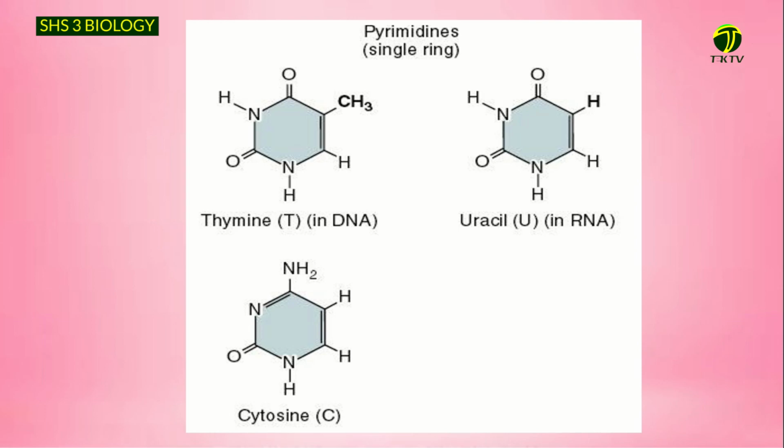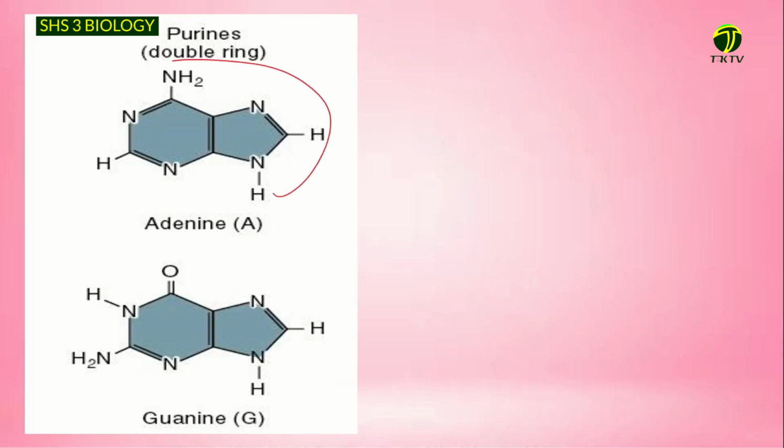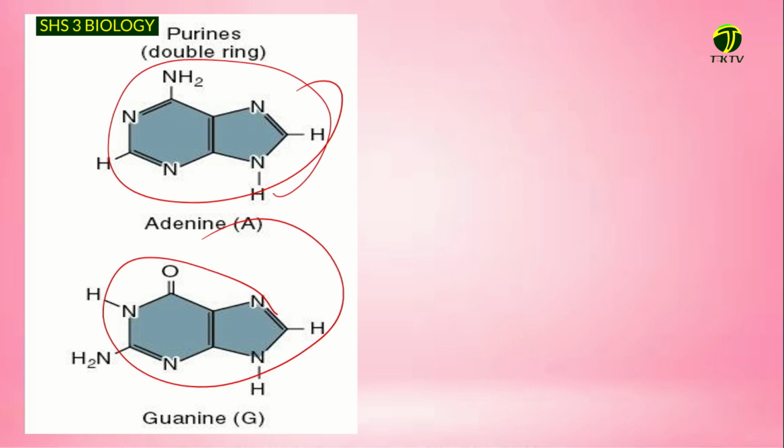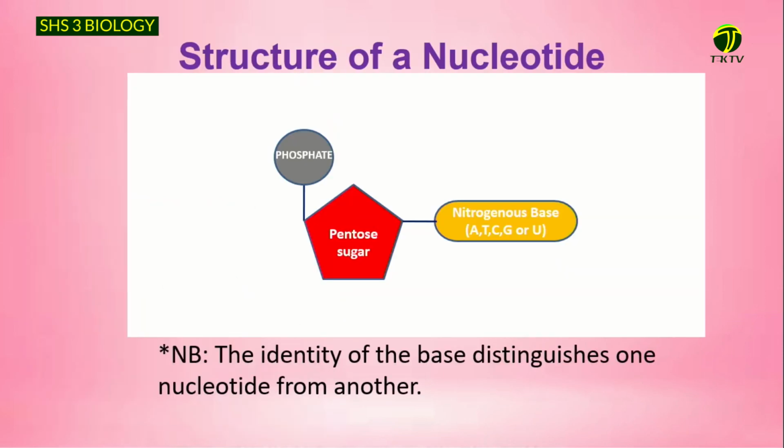So the single rings we can see here. Then we can see the double rings also here under the purines. So when we put all the three components together, diagrammatically, we can get this as the functional unit of the nucleic acid, which is the nucleotide. So anytime you have to mention the components of a nucleotide, then you mention the phosphate, the pentose sugar, then the nitrogen base, which can be in different forms, as we've mentioned.